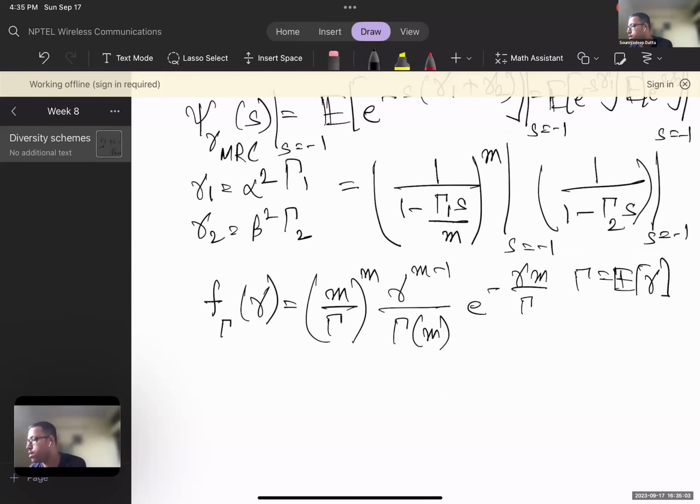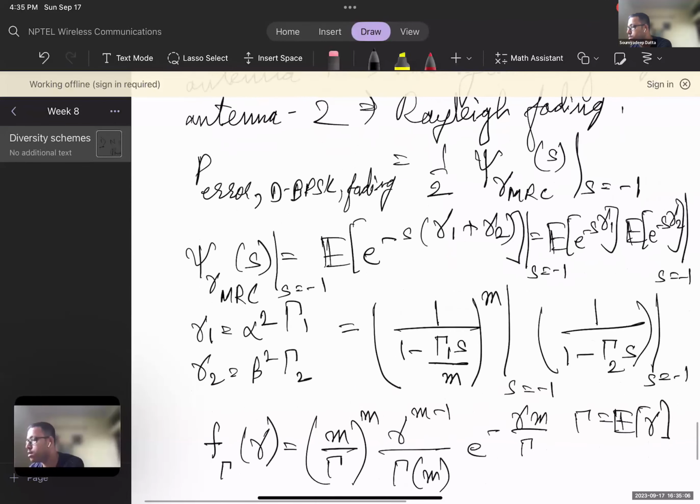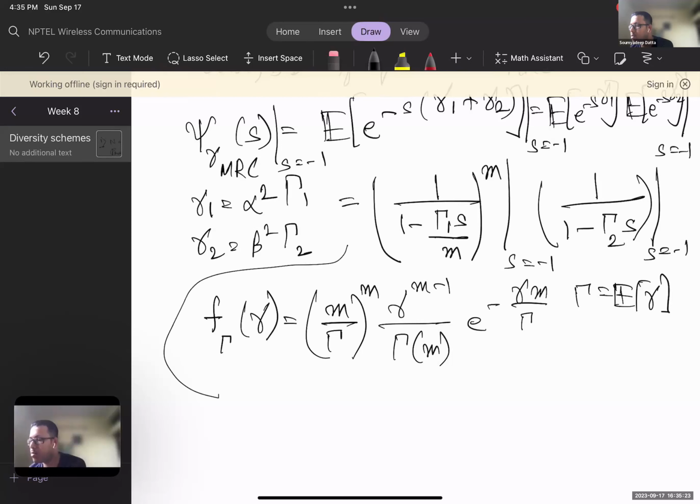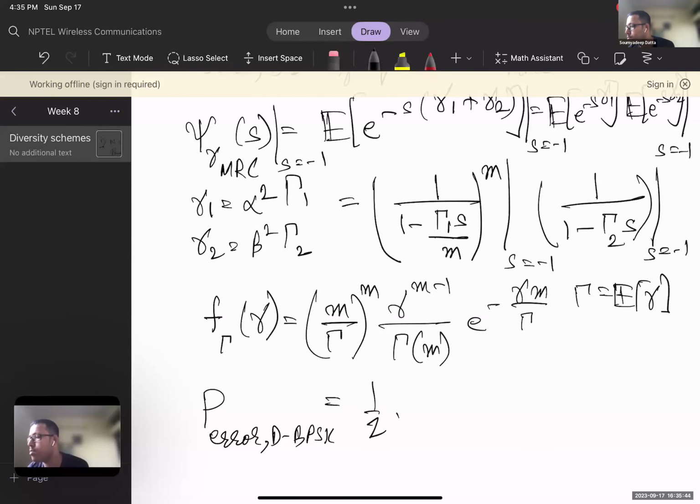So this is actually Nakagami m fading, and so essentially, if you put this PDF over here and calculate this expectation, calculate this characteristic function for Nakagami m, it will come out to be this value. So this is just theory, but to solve the problem, all you have to do is put s equal to -1 here, and so that is your BER, or probability of error for differential BPSK for this kind of fading, will be half times.